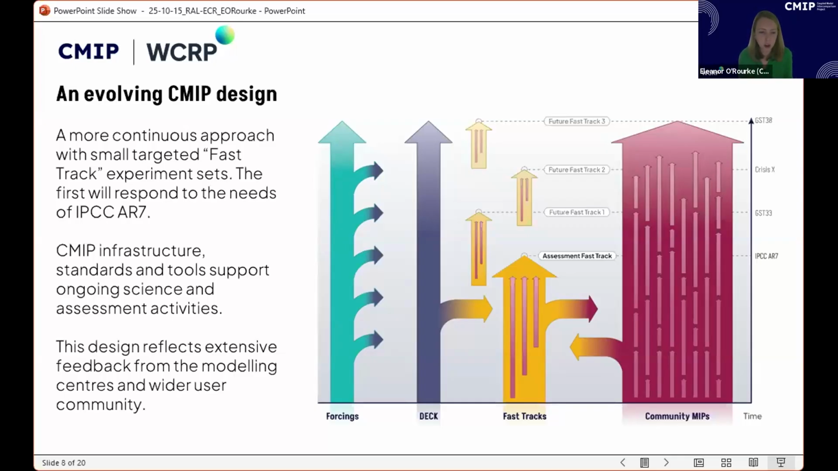So we've developed this new design where we have these fast tracks, and that's targeted at specific needs. The first fast track for CMIP7 will be the assessment fast track, which is going to support the IPCC AR7. But we also still have this huge number of community MIPs that are addressing all of these really specific science questions like cloud feedbacks, geoengineering, all of those specific topics that feed back into our full process understanding.